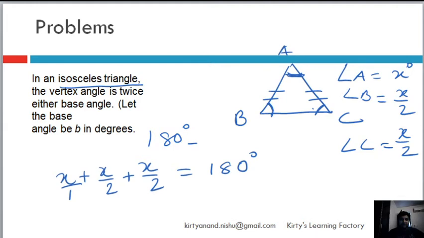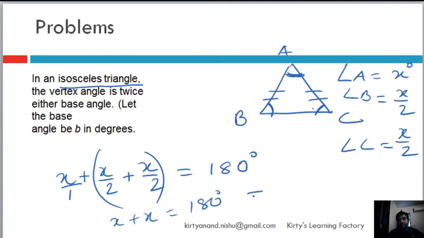So see, first of all, in maths you need to be smart. You need to be smart and you need to see what is there. Now when I look at this equation, I clearly see that x/2 plus x/2 is x. You don't even have to do a fraction addition. So simply you write x plus x equal to 180 degrees, 2x equal to 180 degrees, and x equal to 90 degrees. So this angle is 90, this is 45, this is 45.